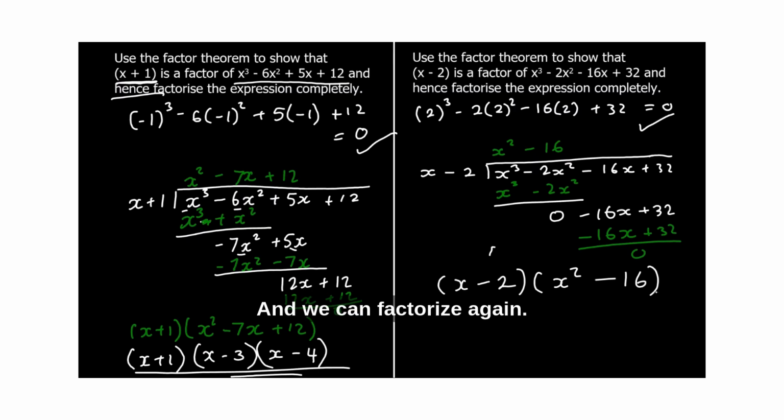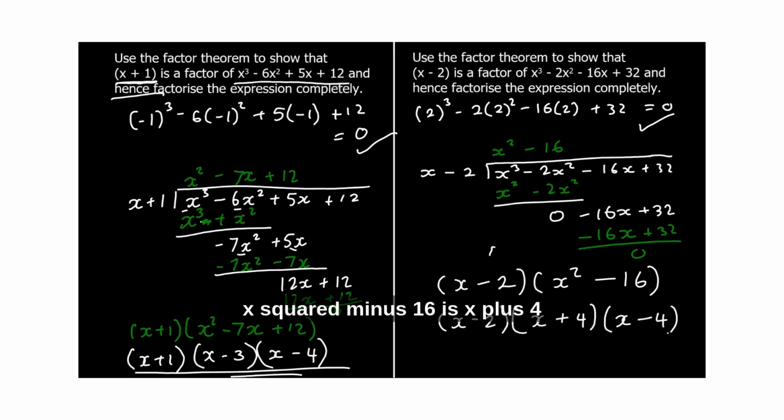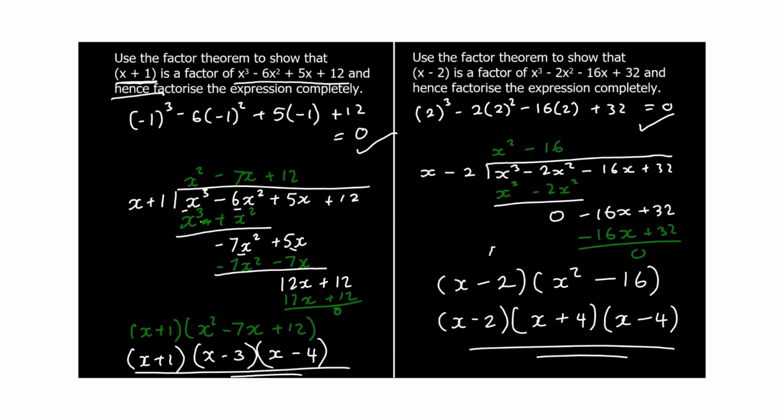And we can factorize again. We've got the difference of two squares. So we can have x minus 2 times x plus 4 times x minus 4. X squared minus 16 is x plus 4 times x minus 4. So that is factorized completely.